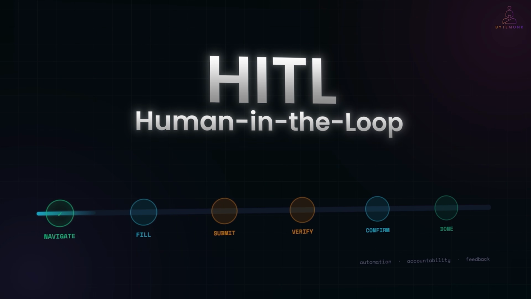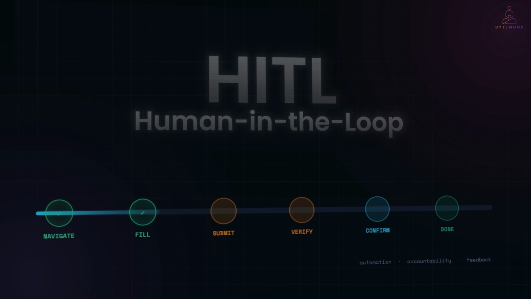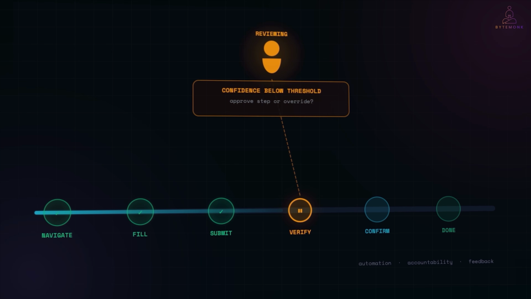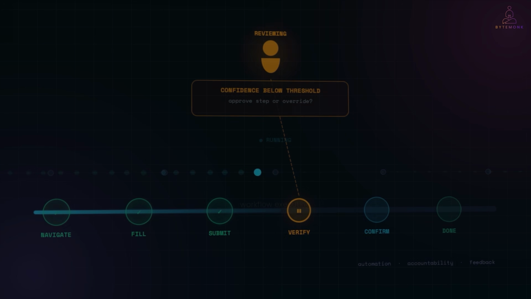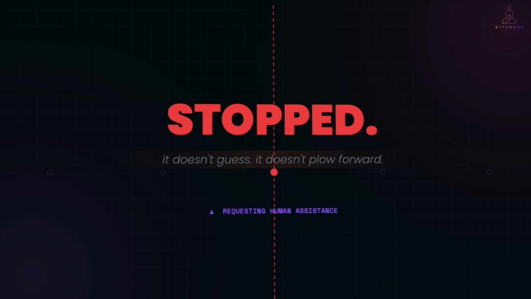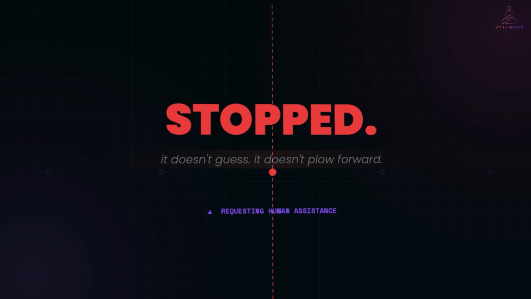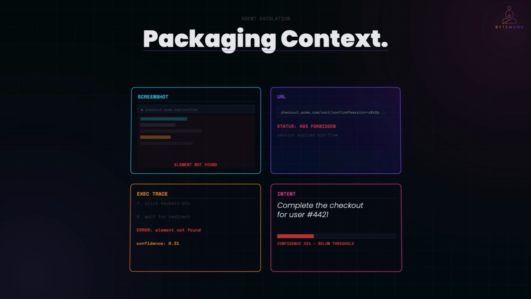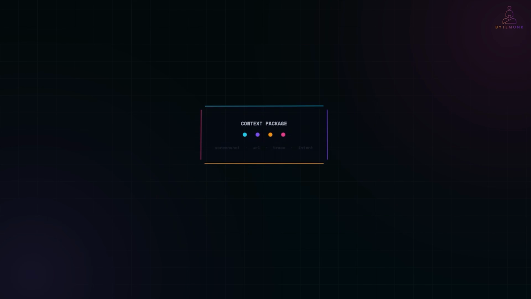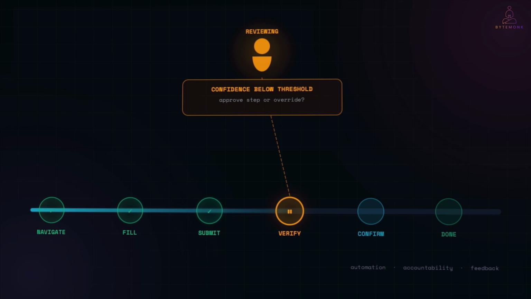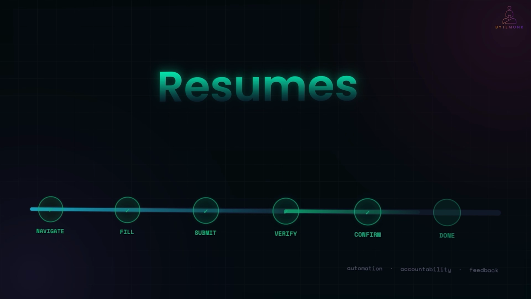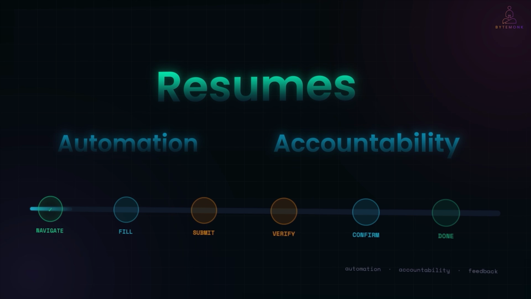Now comes the human-in-the-loop layer. And this one is critical. No serious production system is fully autonomous. When confidence drops, when policies trigger, when risk increases, the agent pauses. It doesn't guess. It doesn't plow forward. It stops and asks for help. It packages context: screenshot, URL, execution trace, what it was trying to do. A human reviews it, approves the step, or fixes it, and the agent resumes. This is how you get both automation and accountability.